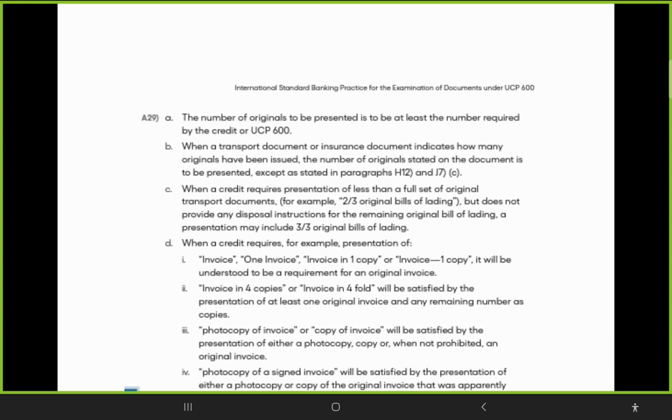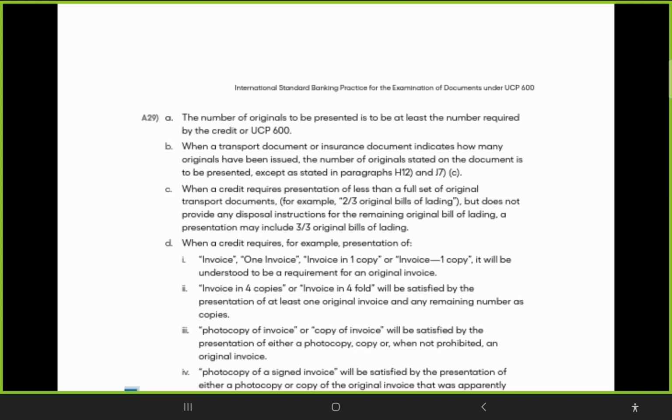So, any transport document, if it is issued in more than one original, it should be presented in more than one original. So that H12 and J7 paragraph will be talking about an airway bill and a stored transport document, which you already know that we will only need the shipper copy, but not all the originals, right? For the remaining transport documents, you will definitely need all the originals to be presented to the bank. Similarly, for insurance document, you don't have any exceptions. If it is issued in more than one original, all the originals should be presented to the bank, unless and until they give you clear-cut instructions of the remaining originals and whereabouts of it.